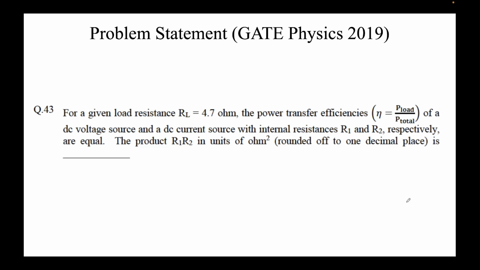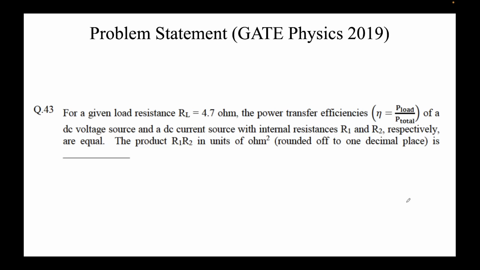The problem statement, which has been taken from GATE Physics 2019 paper, reads as follows. For a given load resistance RL equal to 4.7 ohms, the power transfer efficiency, which is defined as eta equal to P load over P total, of a DC voltage source and a DC current source with internal resistances R1 and R2 respectively are equal. The product R1 R2 in units of ohm square is.